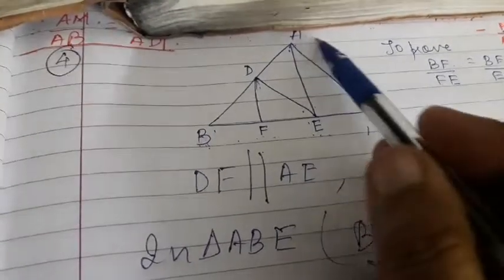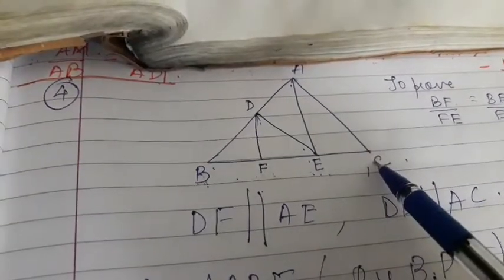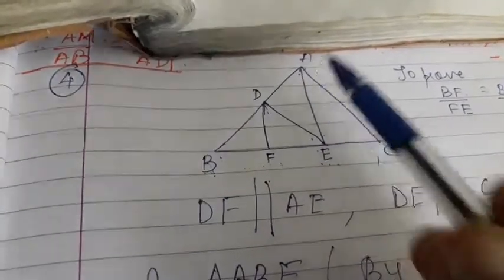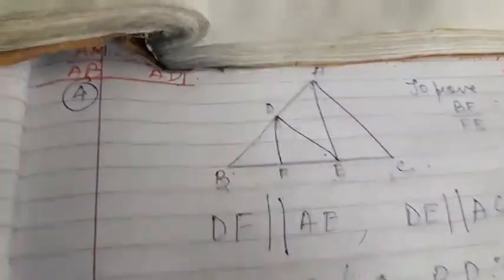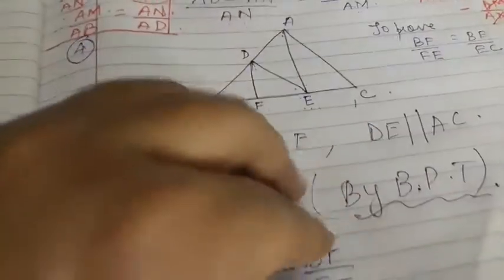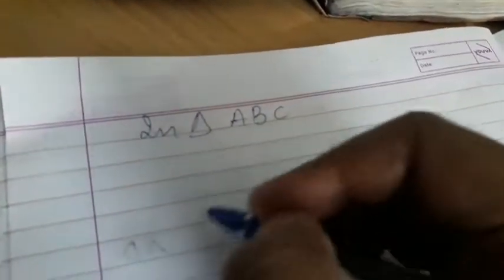Now we will consider the complete triangle ABC. When I take the whole triangle ABC, BD upon DA will be equal to what? It will be equal to BE upon EC. I hope it's clear to you. Children, when I'm solving this, you can keep the figure in front of you, the book should be open, and then the steps will be clear to you.